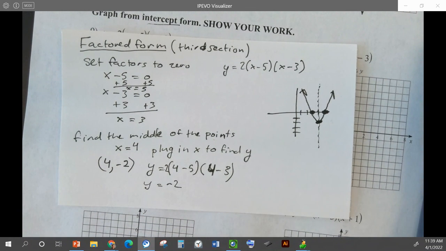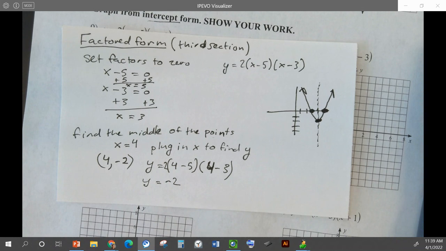Okay, questions on that third section? All right. So we'll go ahead and take the test now.